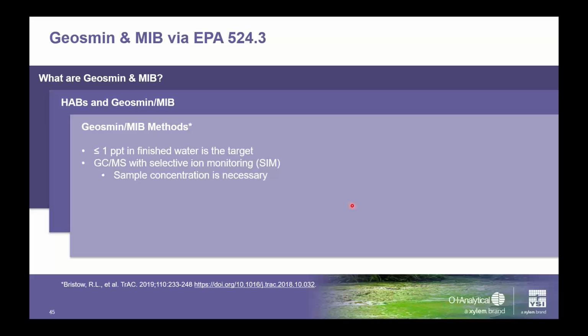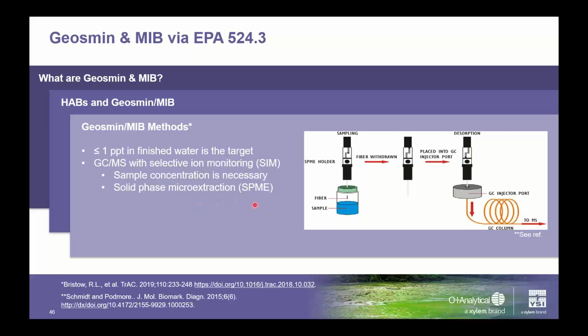Thank you. So we do this using GC mass spec with selective ion monitoring. Using SIM is absolutely necessary to get this level of sensitivity and specificity at the same time. It also means that you're probably going to have to pre-concentrate your sample. So the most common way that people do that is through using something called headspace solid phase microextraction. That means that a fiber isn't submerged into the sample, but just into the headspace.